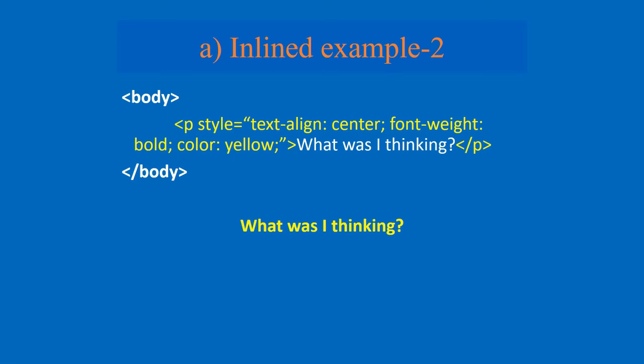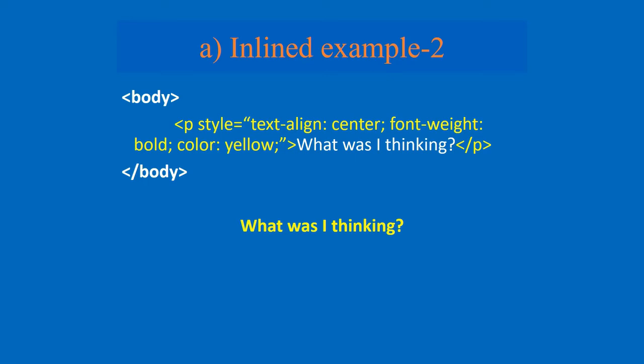There are values like left, right, center, top, bottom, but generally people use left, right and center only. So text-align colon center, then put the semicolon. So one property along with the value is done.